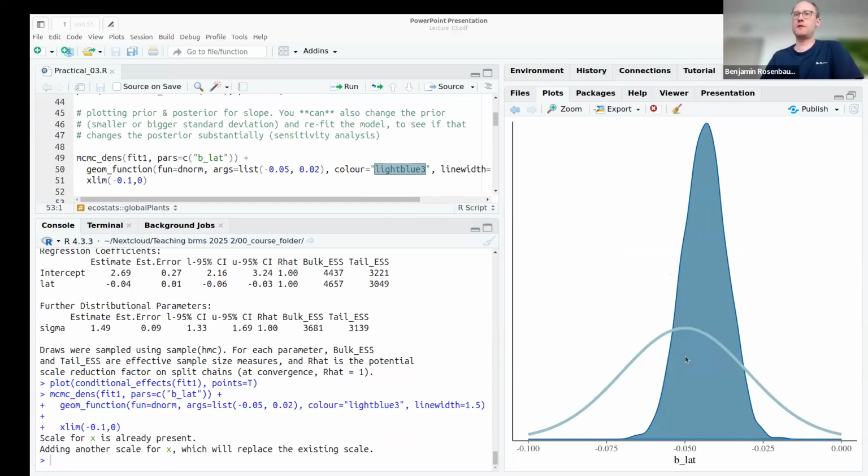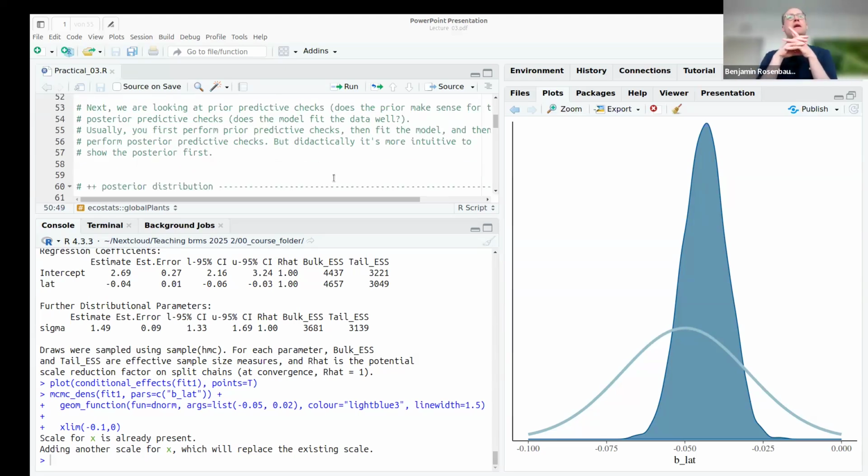Right, so this is the posterior. This comes from the model fit, and the light blue one here I added manually by using the geom function. Here I plot the dnorm, so the density function of the normal distribution with this mean and the standard deviation, and these are the mean and the standard deviation which I chose for the prior distribution.